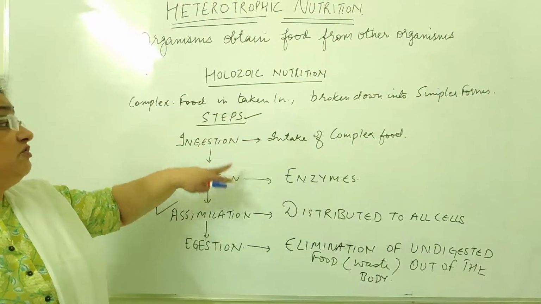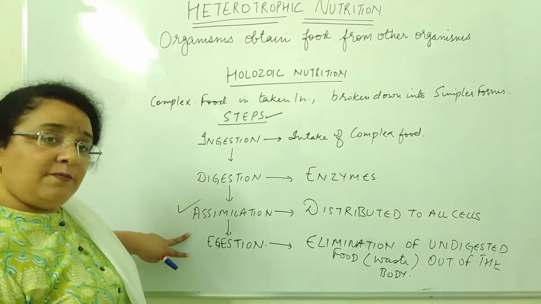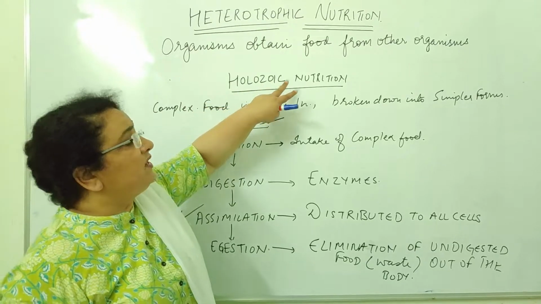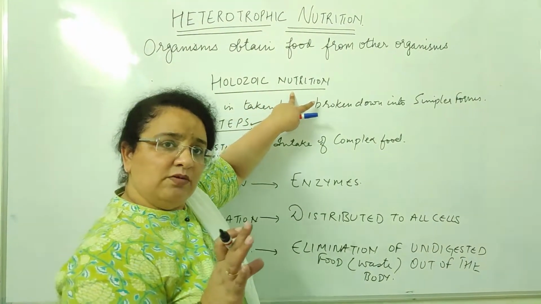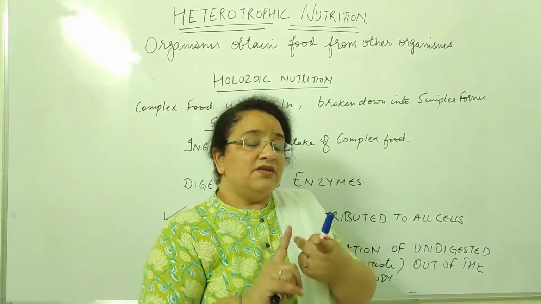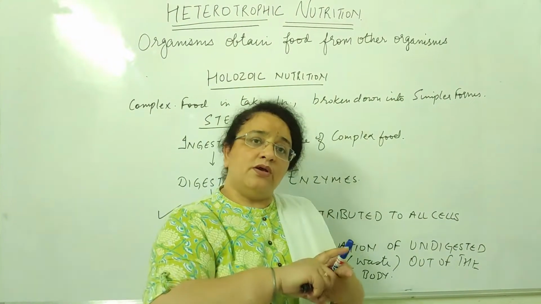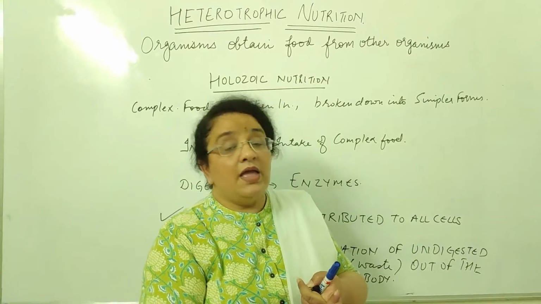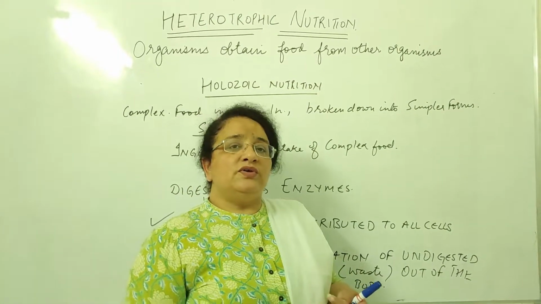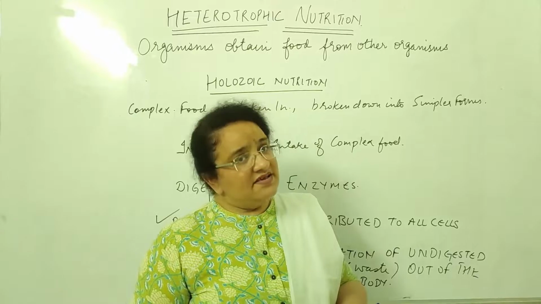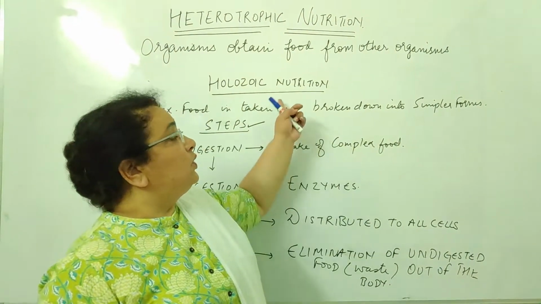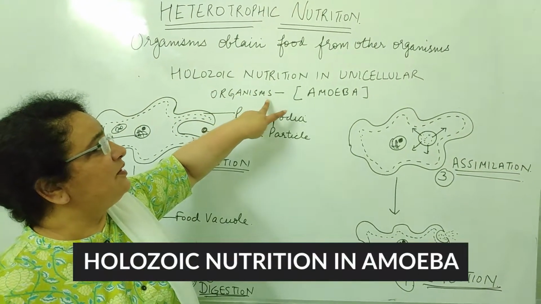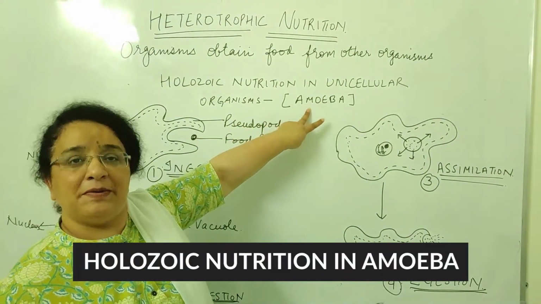So in Holozoic nutrition, we have got these 4 steps, and next we are going to do Holozoic nutrition in animals. First we will take up Holozoic nutrition in a microorganism, that is a unicellular organism, the amoeba, and then we will do Holozoic nutrition in man. Is it clear? So let's start with Holozoic nutrition in amoeba.